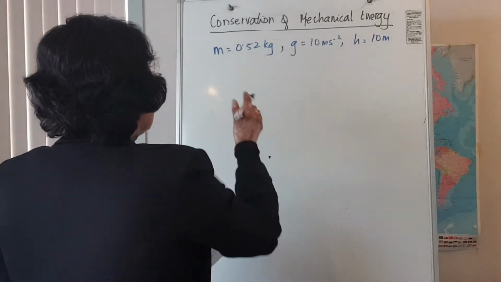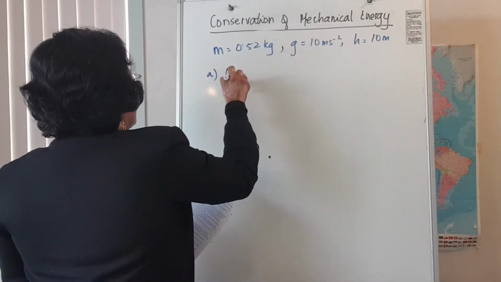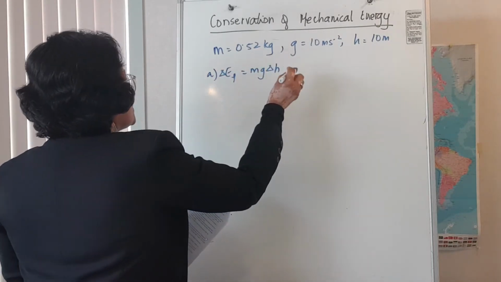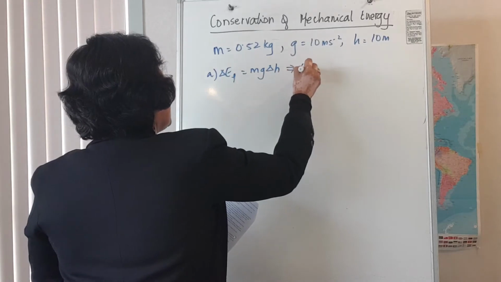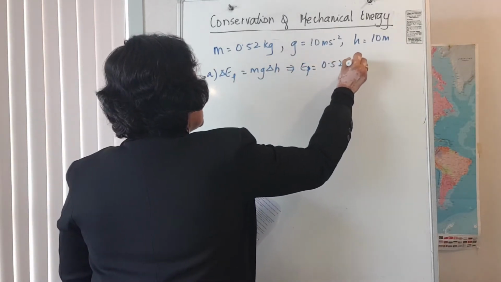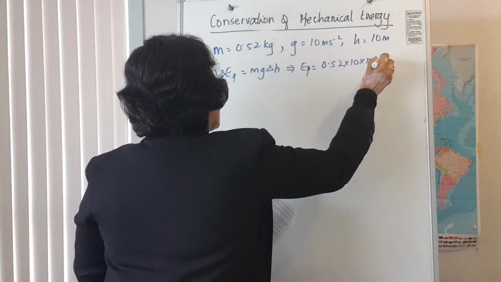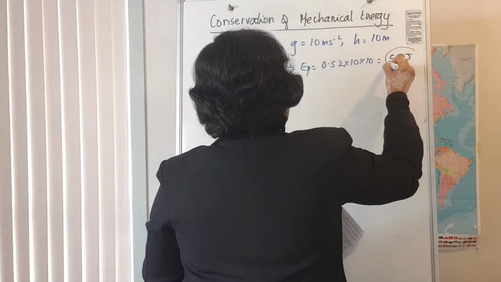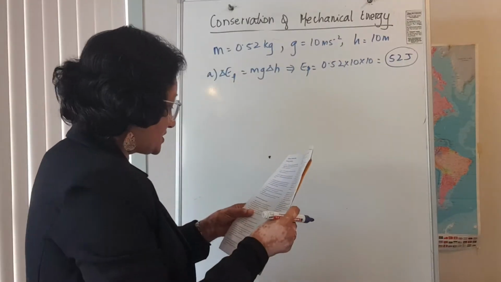Part A is: use EP equals mg delta h to calculate the gravitational potential energy. So your mass is 0.52, g is 10 and h is 10. That gives you 52 joules. That's your gravitational potential energy.